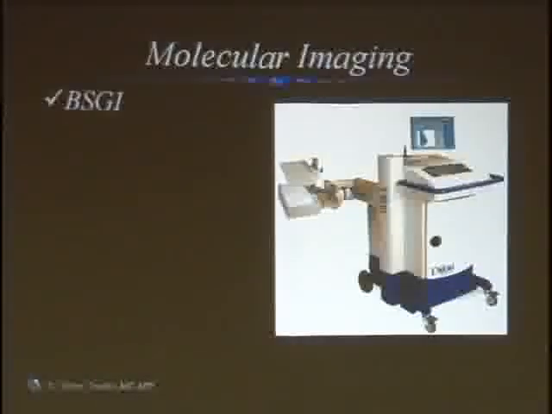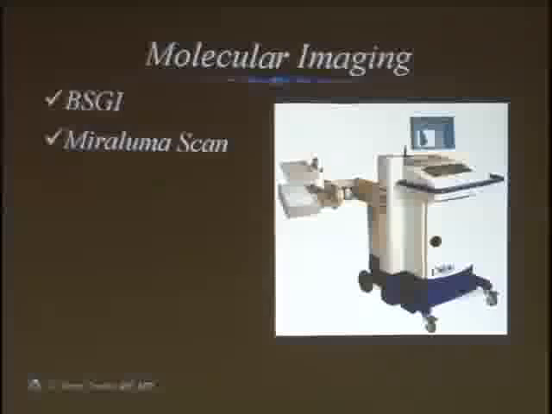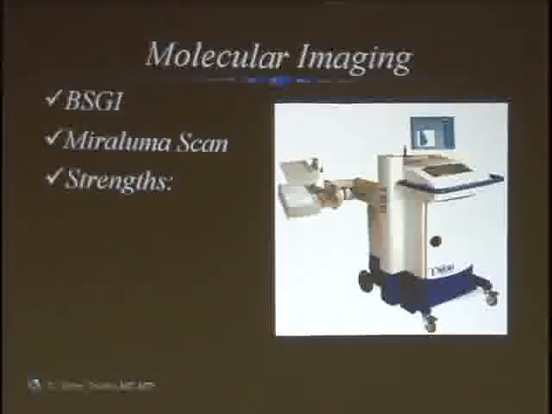So let's talk about the next type of imaging, which is molecular imaging. This is a fancy big word that's all over the literature now. It's actually called, locally, BSGI, breast specific gamma imaging. Okay, it's also called a Miraluma scan. Now let's talk about it for a sec because it's got some interesting properties. Let's talk about its strengths.